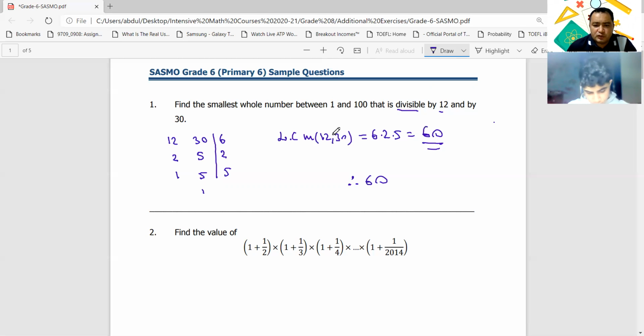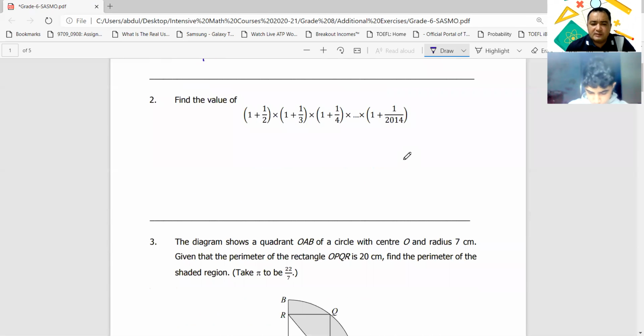And how about question 2, Musa? Can you try this and try to solve this in 1 minute? Question 2.